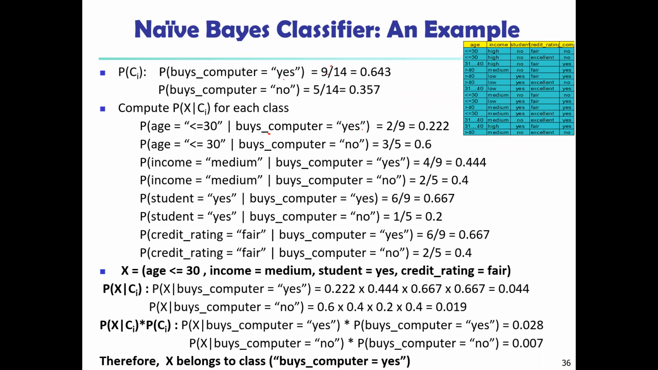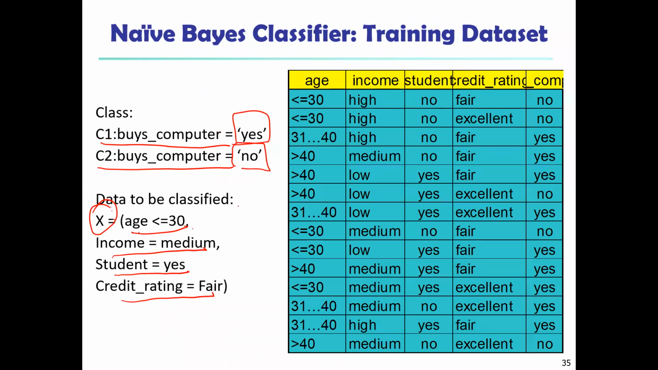We have 9 yes in this data set. Total we have 14 tuples. So 9 divided by 14. How many no's are there? 5 no's are there in the buys computer column. So 5 by total number of tuples 14, we get 0.357. Now we are going to consider the data which we need to classify. First thing is age less than or equal to 30.